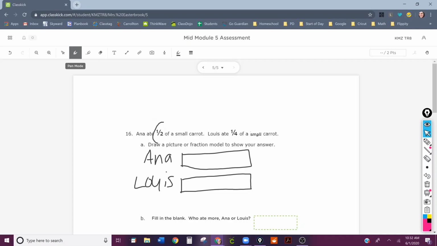So Anna ate 1/2 of a carrot. So we need to break this into 2 equal pieces and shade one of them because she ate 1/2. Louis ate 1/4 of a carrot, so we need to break his into 4 pieces. 1, 2, 3, 4. And he ate 1 piece, so we're going to shade one of them. Okay, here's our picture.